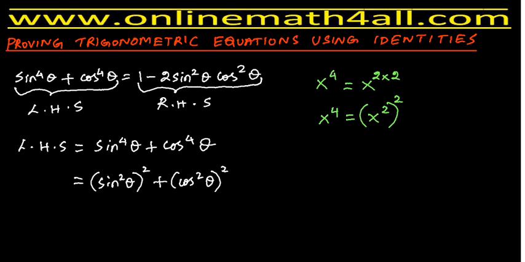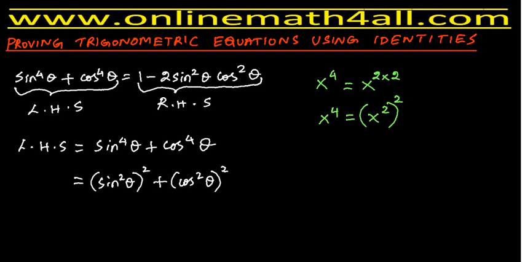In this way, sine power 4 theta can be written as sine square theta whole square. In the same way, cos power 4 theta can be written as cos square theta whole square. I hope now the students will be able to understand the second step, that is sine square theta whole square plus cos square theta whole square.